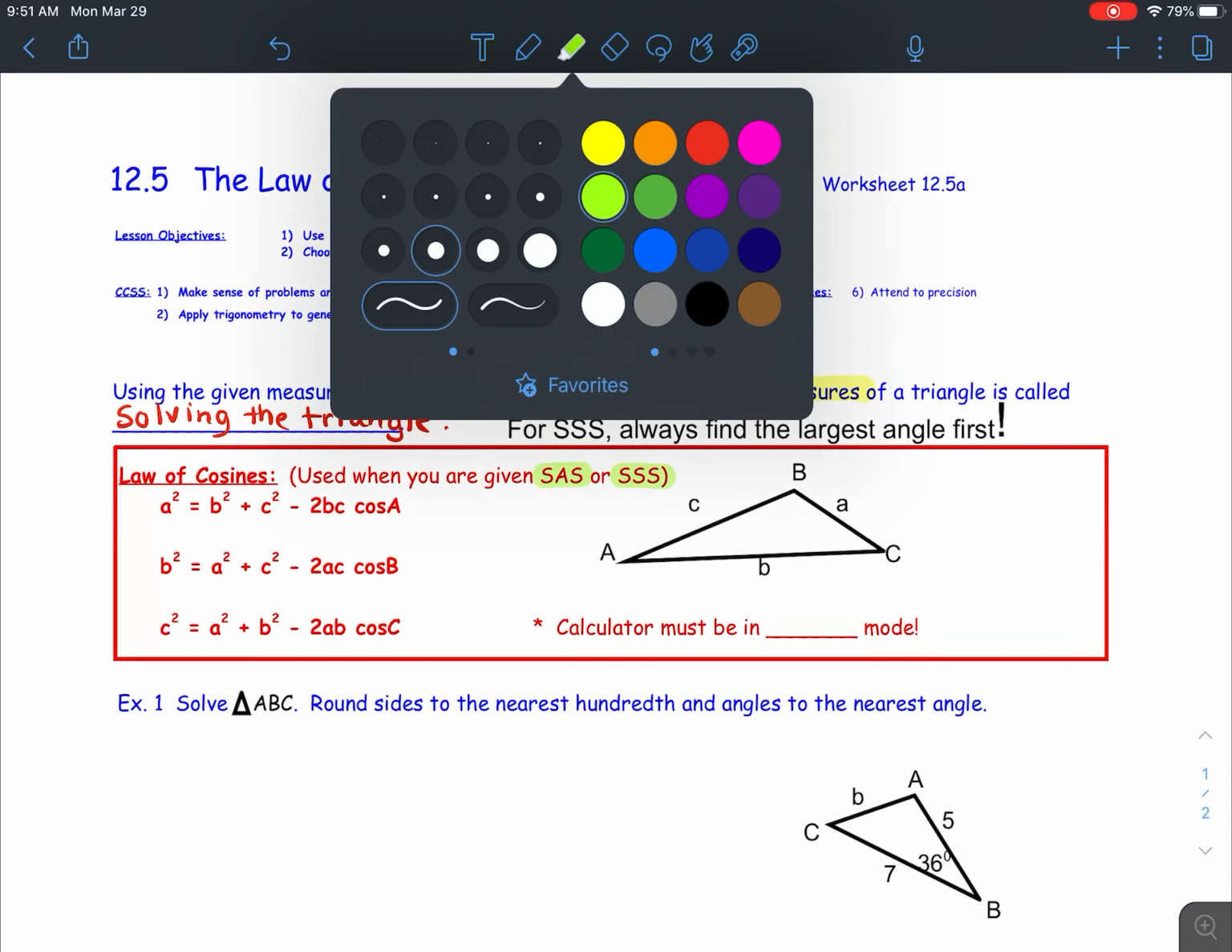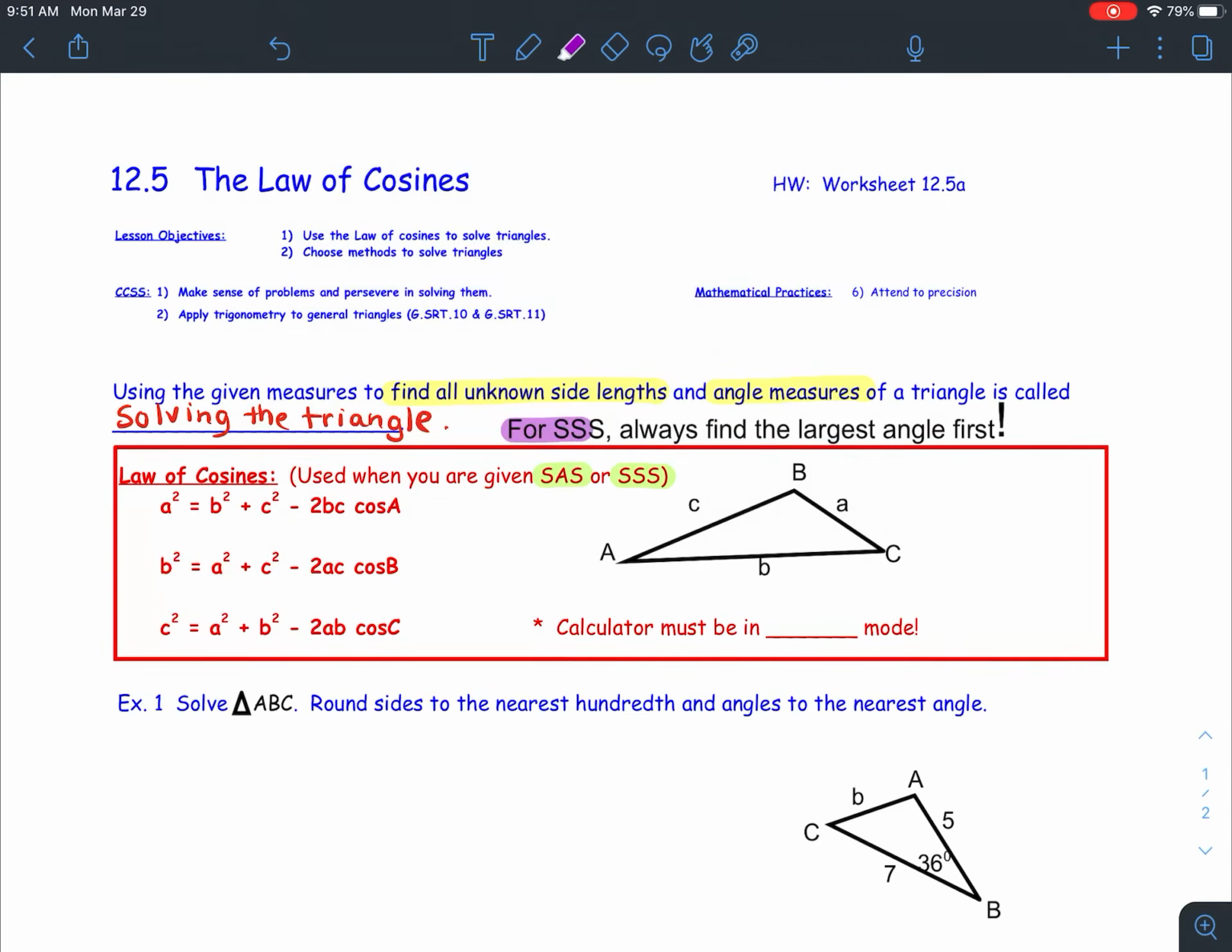Now, I should mention here that when you are given all three sides, it is of the utmost importance that you always choose to find the largest angle first. Obviously, the largest angle would be the angle that would be opposite the largest side that you were given.